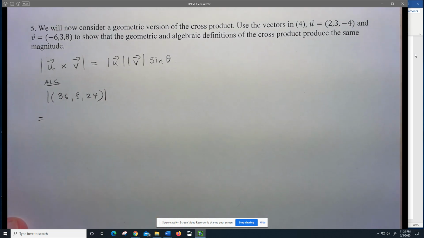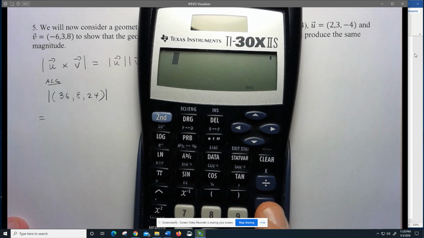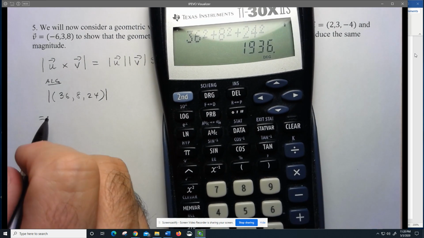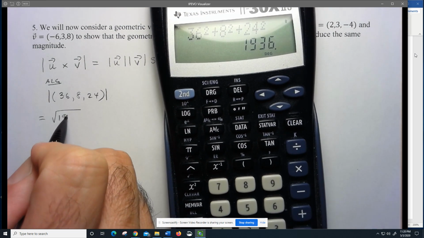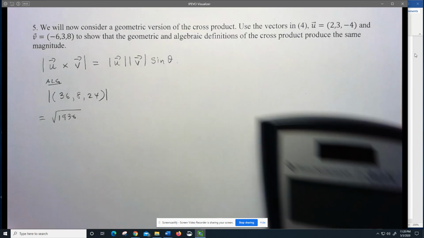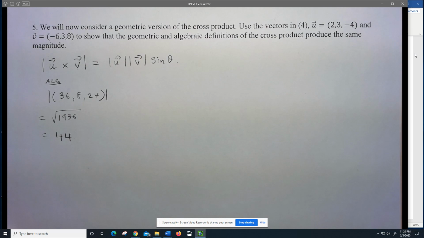And so here, let's get our calculator. The magnitude is going to be the square root of the individual components squared added together. So 36 squared plus 8 squared plus 24 squared is equal to 1936. So the square root of 1936. And let's see if this happens to be a nice square root. Oh, it's exactly equal to 44. Okay, that's nice. So there's our magnitude.